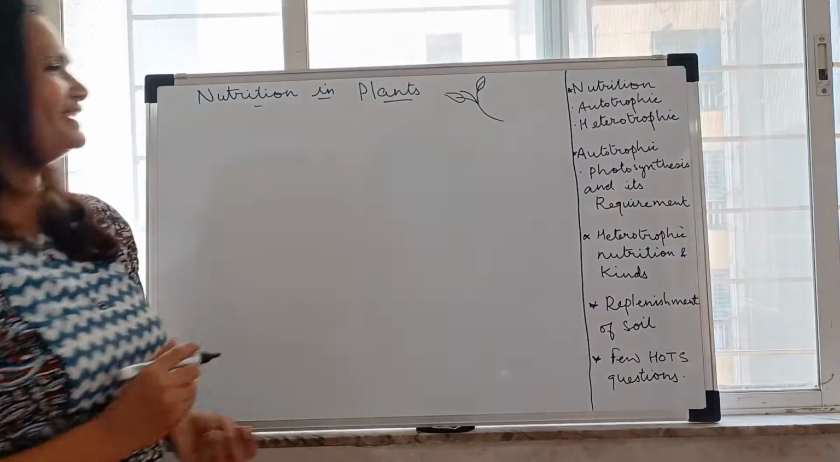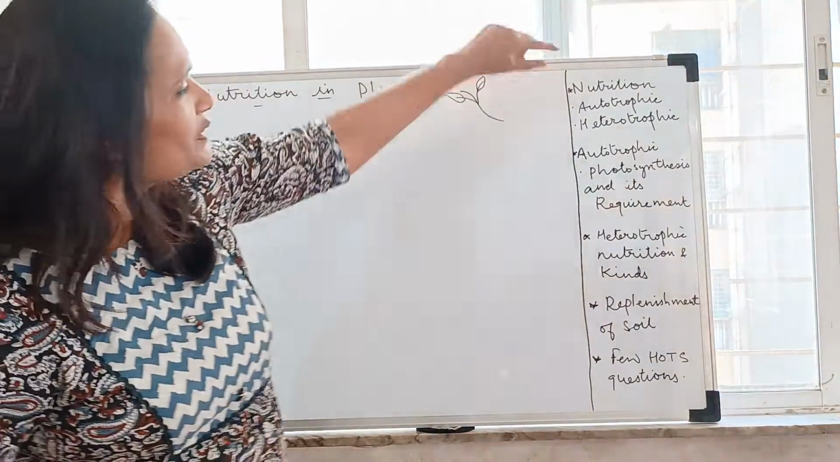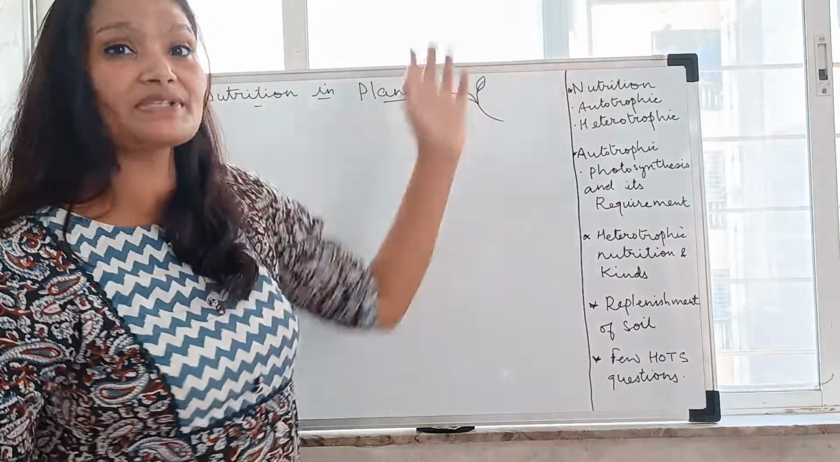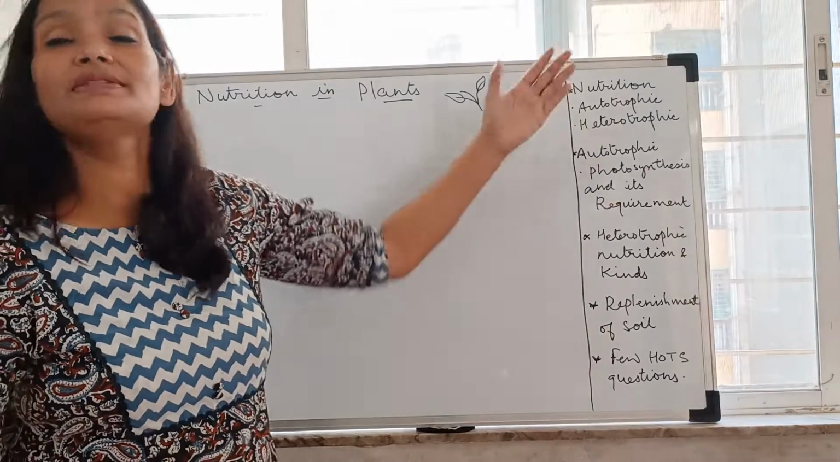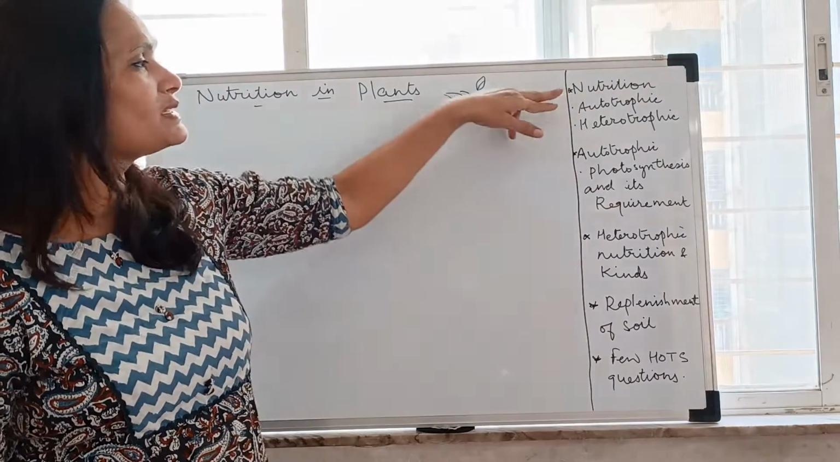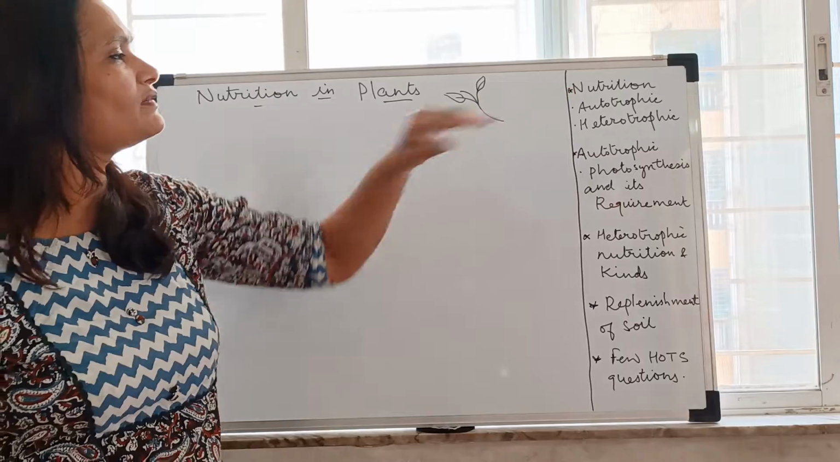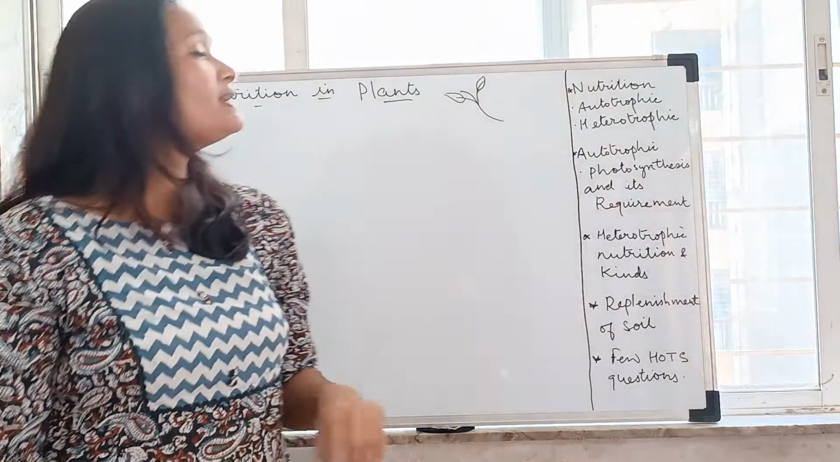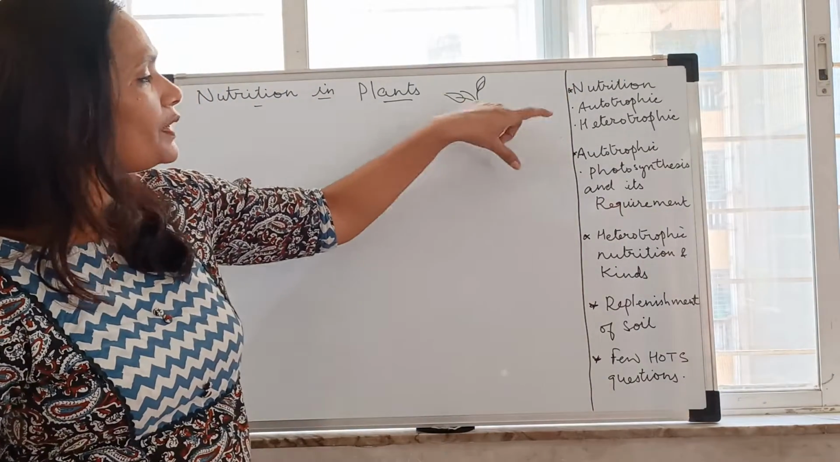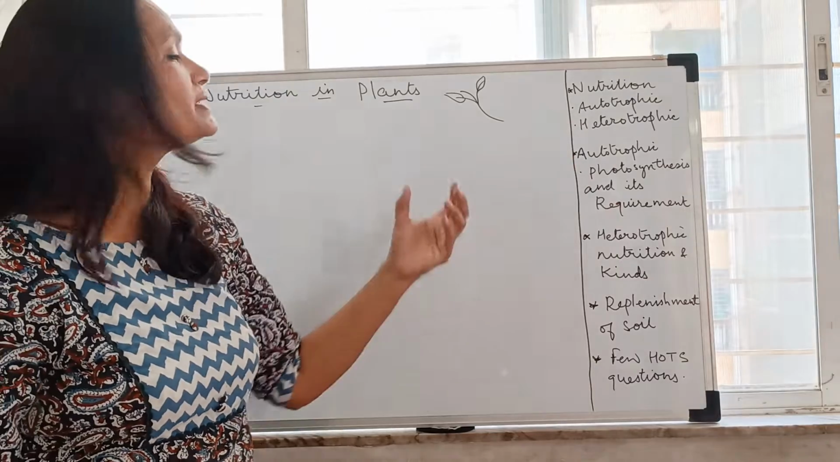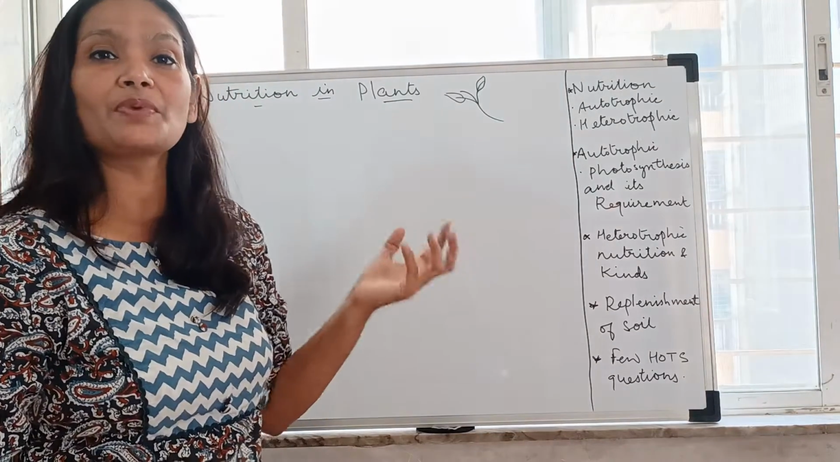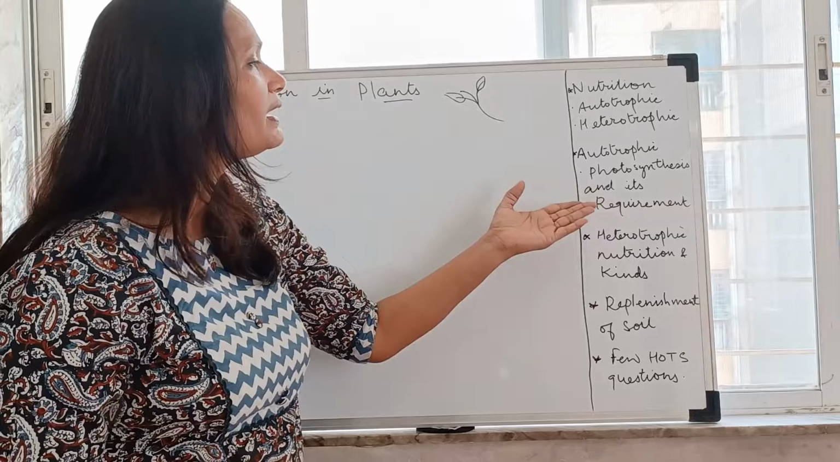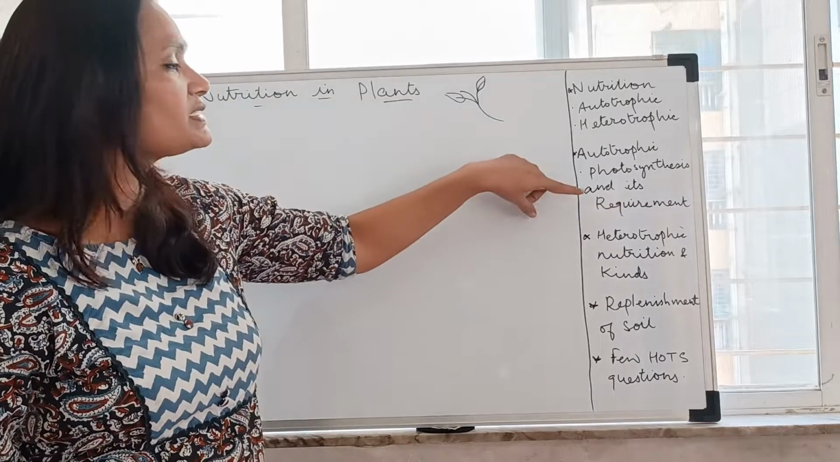In this chapter we are going to talk about nutrition, what is nutrition, and then what are the different modes of nutrition. One is autotrophic mode of nutrition and the second one is heterotrophic mode of nutrition. Then we'll also talk about, for autotrophic mode of nutrition, how exactly the food is prepared, what is the process by which that food is prepared, and what are the requirements for this process.